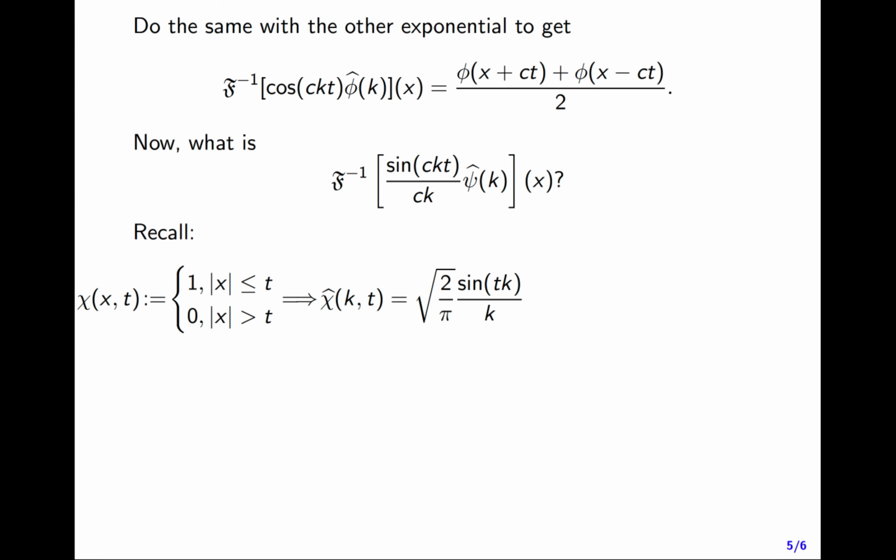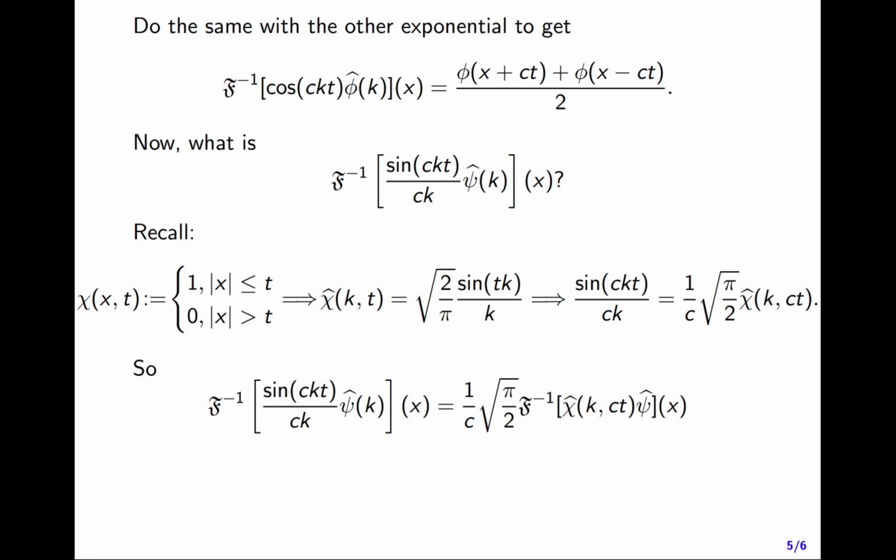This is sort of an indicator function. And then we know that if I take the Fourier transform of chi in the x slot, I get chi hat of k, t, which turns out to be the square root of 2 over pi times sine of tk over k. This was a transform that we calculated earlier in our Fourier study. So what does this tell me? The factor that I care about in this inverse Fourier transform, sine of ckt divided by ck, is really 1 over c times the square root of pi over 2 times chi hat of k, ct.